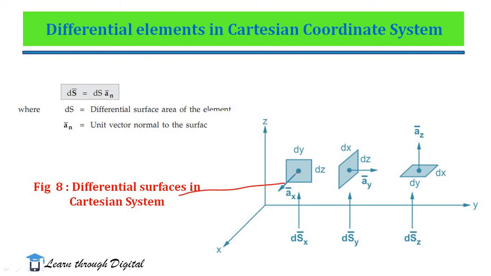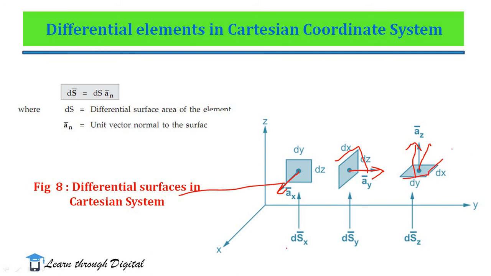The differential surface normal to the x direction is dy dz. This is normal to x, where the normal vector is the ax vector. In this case, the normal vector is the ay vector, and the differential surface normal to the ay vector is nothing but dx dz. Similarly, the differential surface normal to the az vector is dy dx.